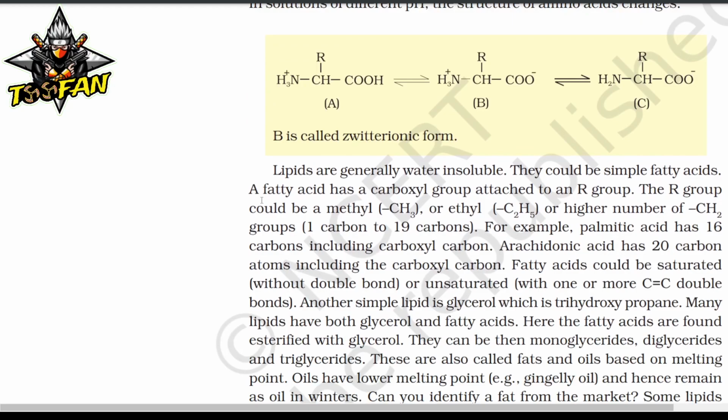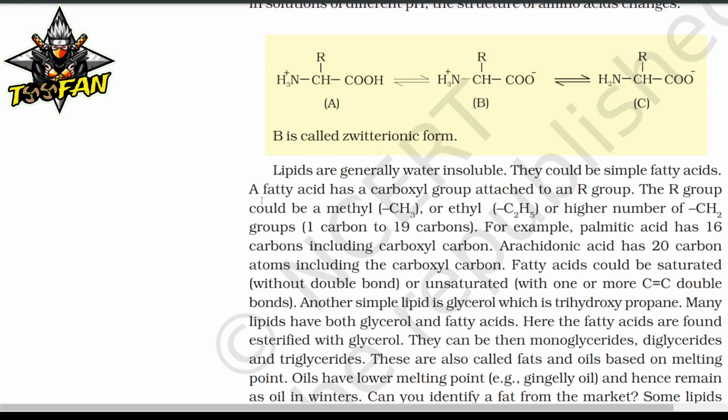Lipids are generally water insoluble. They could be simple fatty acids. A fatty acid has a carboxyl group attached to an R group. The R group could be a methyl or ethyl or higher number of CH2 groups, from 1 carbon to 19 carbons. For example, palmitic acid has 16 carbons including carboxyl carbon. Arachidonic acid has 20 carbon atoms including the carboxyl carbon. Fatty acid could be saturated without double bond or unsaturated with one or more double bonds.